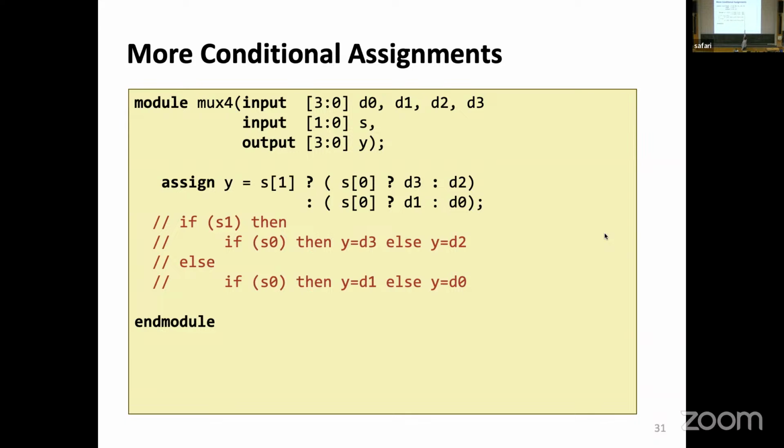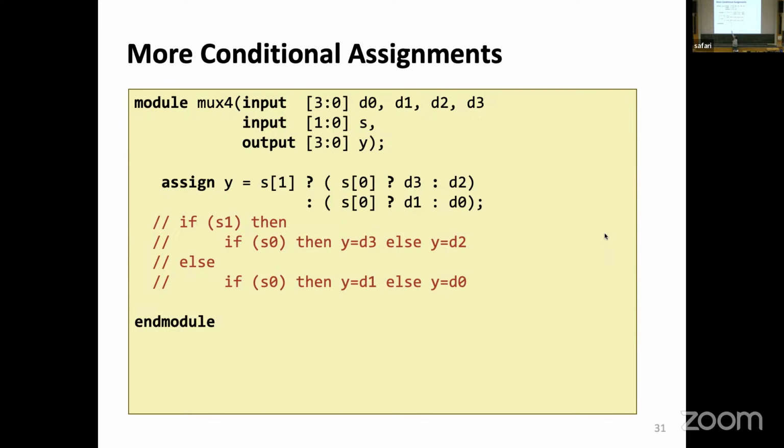So above now we have 4 inputs, all of them 4 bits, and I have a 2-bit select signal. The select signal, S, can be 00, 01, 10, or 11. Based on this, I make a hierarchical structure. If S1, the most significant bit, is 1, then I check S0: if S0 is 1, I select D3, and if S0 is 0, I select D2. And if S1 is 0, I'm on this line, and I do the same thing.